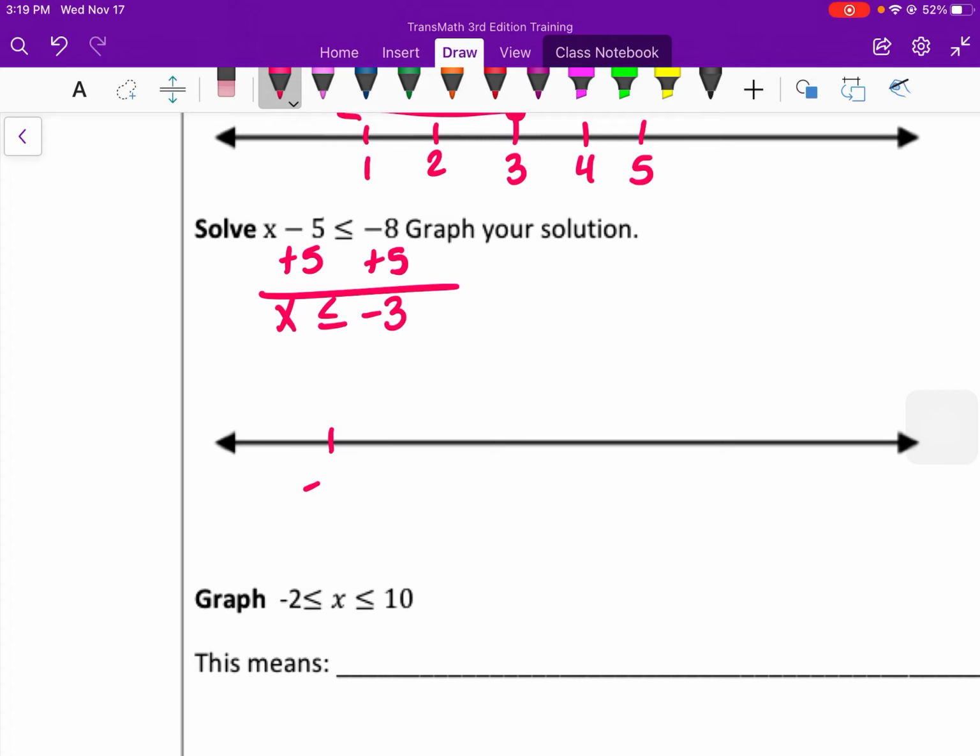So I'm going to start at negative 5 and then count my way back. Negative 5, negative 4, negative 3, negative 2, negative 1, 0. This would be another closed circle because it's equal to, and then to the left.